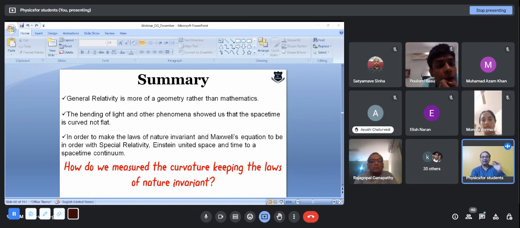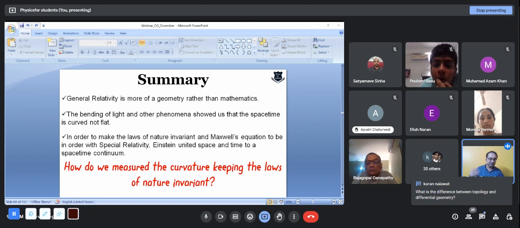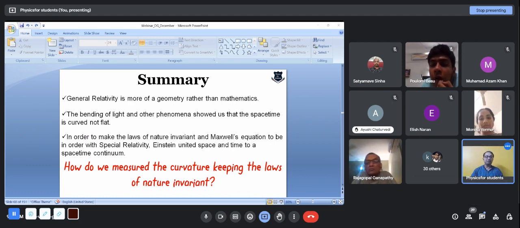The bending of light shows that space time is curved, and in order to keep the laws invariant, this has to be. What is the difference between topology and differential geometry? Well, Karan, it's a huge difference. Differential geometry is something very local, and that is why we will use differential geometry in today's webinar. But topology is something on a very global scale. I made a video on topology and differential geometry, and I will send it to you.